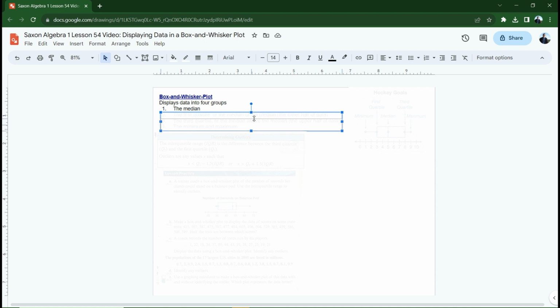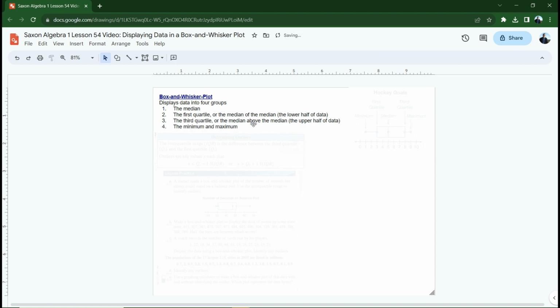Then we find the median below the median, and the median above the median. We'll take a look at what that means in just a moment if you don't understand. But we're going to find the first quartile and the third quartile, which split the data up even more into the first fourth of data, the second fourth, the third fourth of the data, and the final fourth of data. And then lastly, the last category is the minimum and maximum.